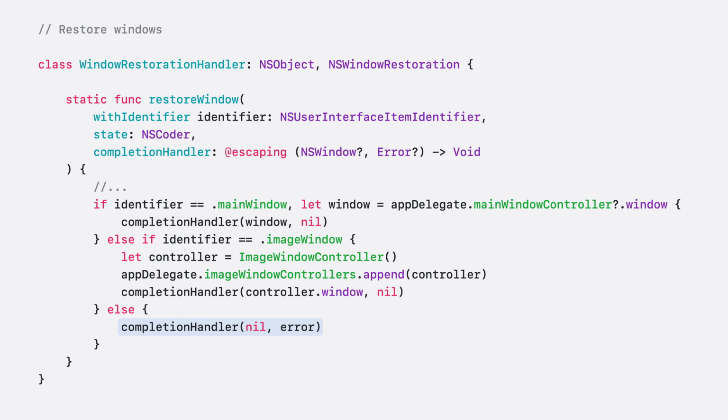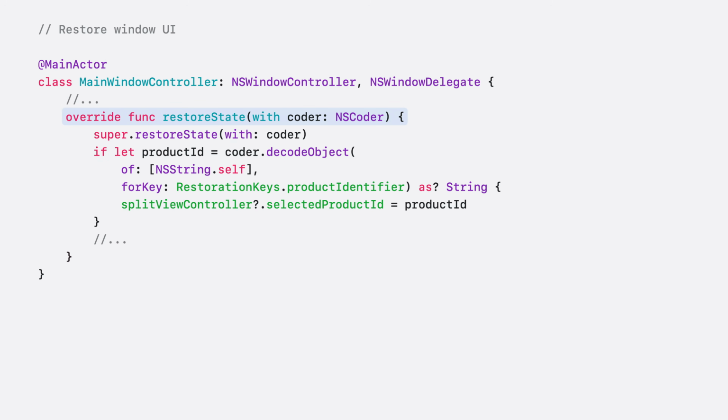AppKit waits on every restorable window, so always call the completion handler. If you can't call it from within this method, save the handler and call it later, but be absolutely sure to call it. Once the windows have been restored, the last step is to restore the UI for each window.